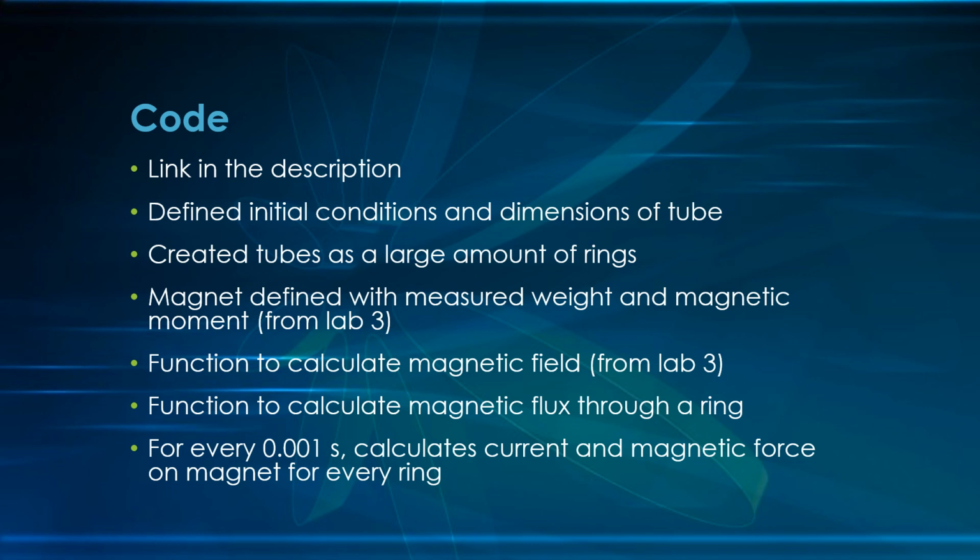The first part of the code defines the initial conditions and the dimensions of the tube, and the next part creates the tubes as a large amount of rings. Then the magnet is defined with the measured weight and the magnetic moment determined in Lab 3, and then next comes a function to calculate the magnetic field, which is also from Lab 3. Afterwards comes a function to calculate magnetic flux through a ring, and then for every 0.001 seconds, the code calculates the current and magnetic force on the magnet for every ring.